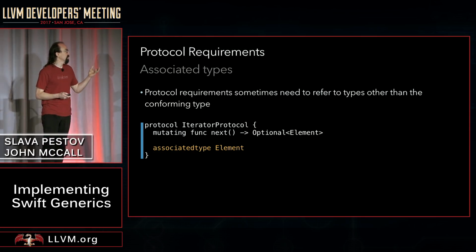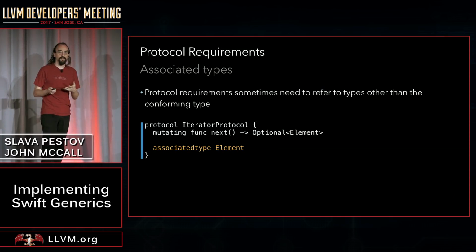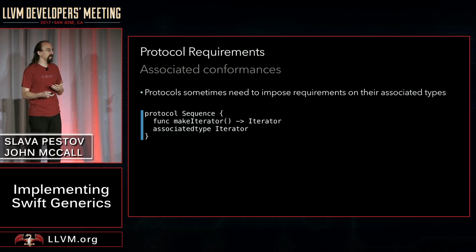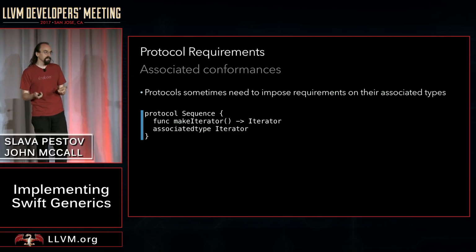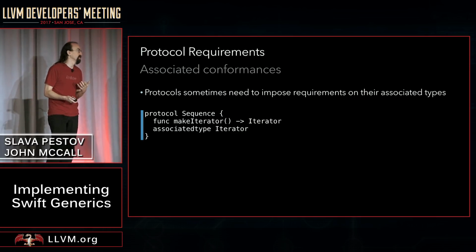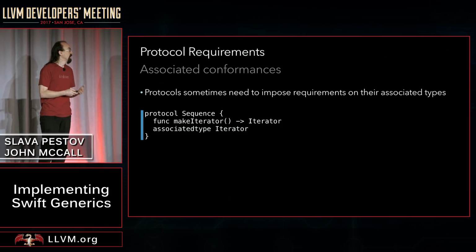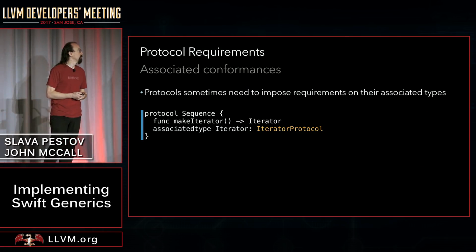Well, here, for iterator, I don't really need to impose any additional requirements on the element types of my collection. But when I'm talking about something like a sequence, which provides a method for getting the iterator that I can use to iterate over it, that iterator is itself another type. And I need that type to implement the iterator protocol. And that's what we call an associated conformance requirement.